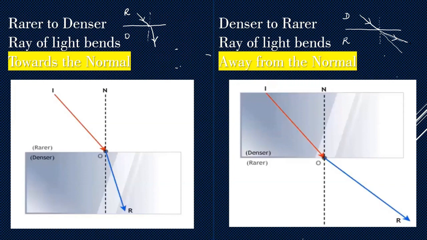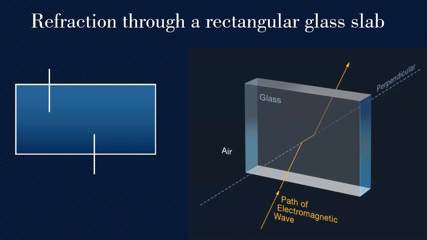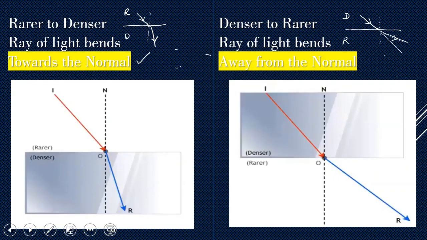So two things to understand and to keep in mind over here. Whenever a ray of light travels from a rarer medium to a denser medium, it will move towards the normal. Whenever a ray of light travels from a denser medium to a rarer medium, it will move away from the normal. Right? So two things to remember. Now, what was refraction? Refraction was the bending of light when light travels from one medium to another.